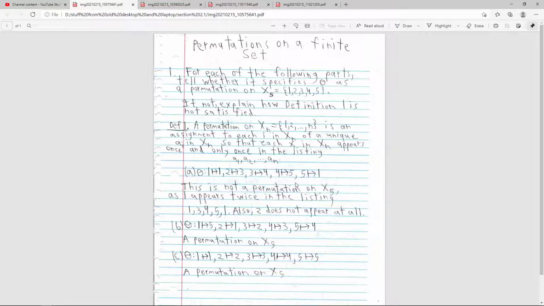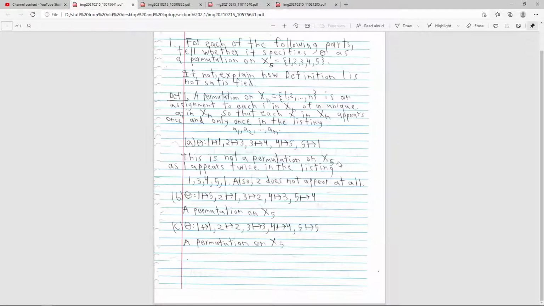So as you can see, this is basically the output. 1 appears twice, 1 goes to 1 and 5 goes to 1. So this does not work out, this is not a permutation.